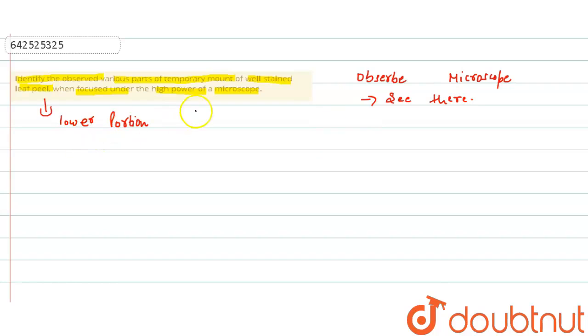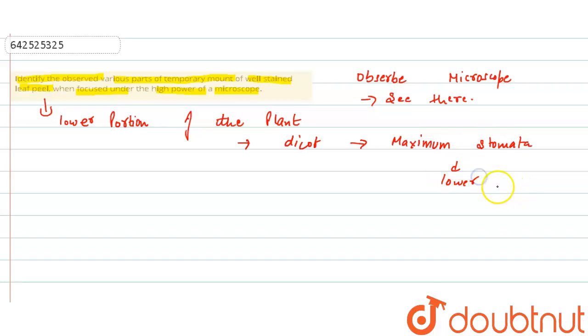The leaf will be taken from the lower portion of the plant, because in case of dicot, maximum stomata lie in the lower portion, but as compared to the monocot, the stomata is spread uniformly, that is, it is present in both lower as well as upper.